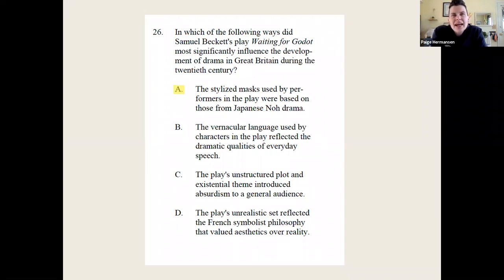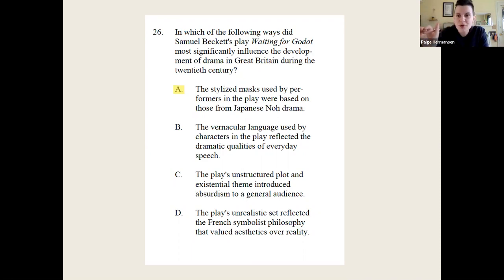That would be like asking, I'm thinking of an equivalent here, in what ways did the 2020 presidential election influence electoral politics in the United States? And you say something like, well, the color of the neckties that the candidates wore was important and significant. It's too specific, right? It's not going to ask you anything that nitty gritty. So that is a wrong answer option. We can eliminate it, that's great.